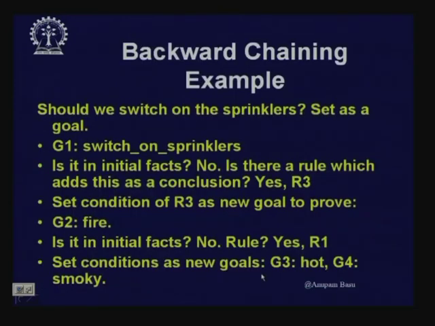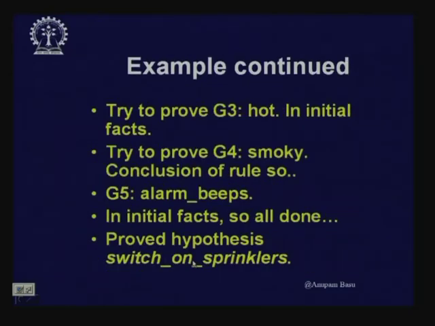So the backward chaining example that we have just now worked on is switch on the sprinkler. It was not in the initial facts. Had it been in the initial facts, my job would have been done. But it was not there, so we arrived at different facts. We created a new goal to prove whether it's fire. That was also not in the initial facts. So I had to check whether it's hot and smoky, and in that way we proceeded and found that the goal was alarm beeps, which was true. So therefore we proved on the sprinklers.